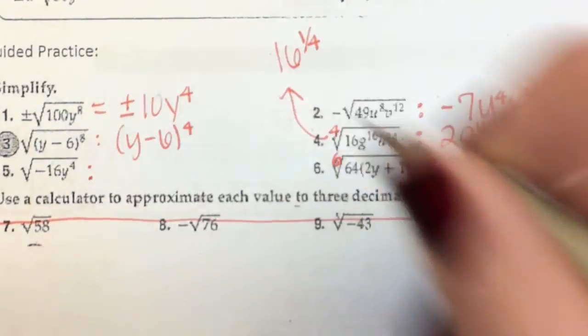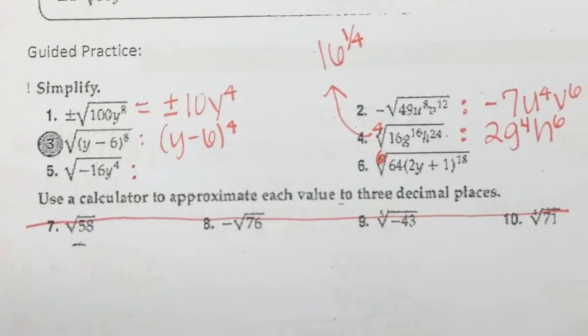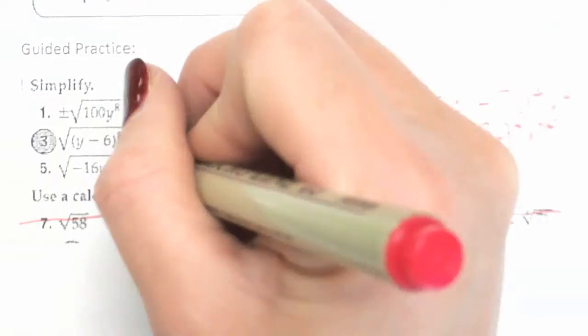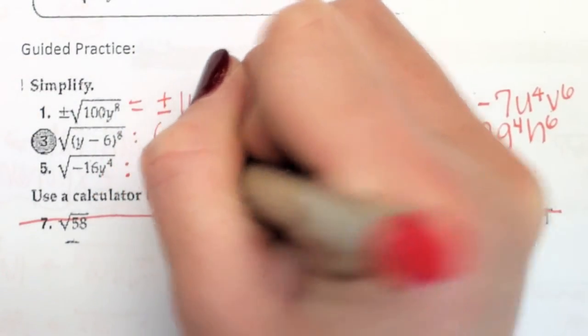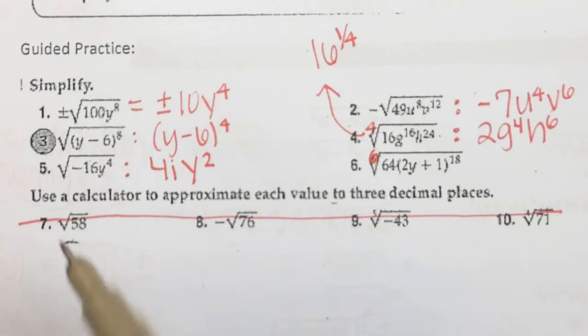Alright, Sid, tell me what number 5 would be. Very good. The i was because we have an even root of a negative number. Even root, negative number.